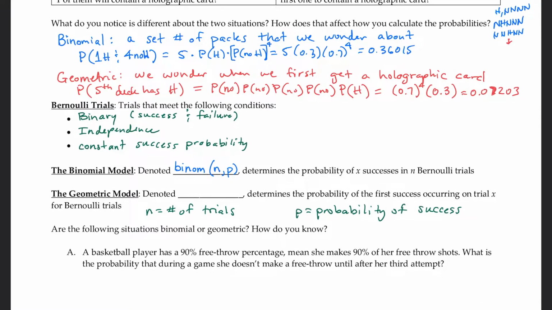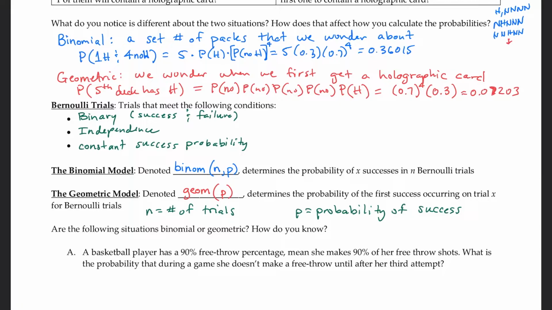So in the previous example, we were dealing in the setting of binomial with 5 trials, 1 success, 5 packs, 1 of them containing a holographic card. For geometric, we're going to talk about it as geom, and then there's just one parameter there, P, the probability P. That's the only thing that we need to worry about here.